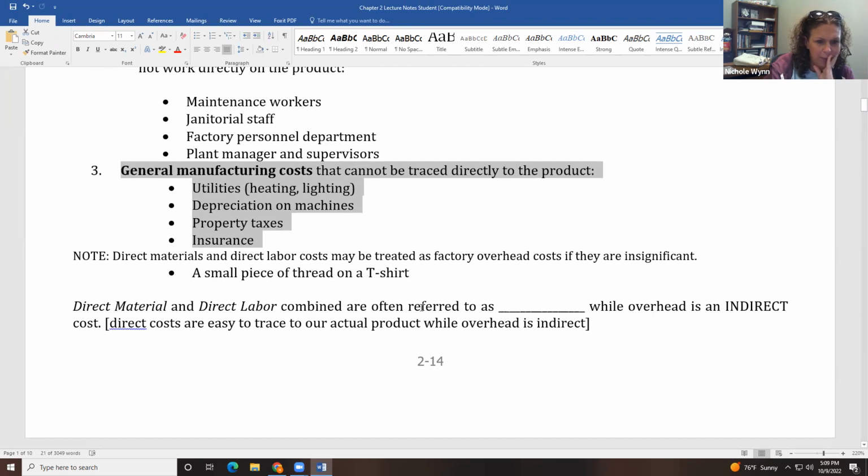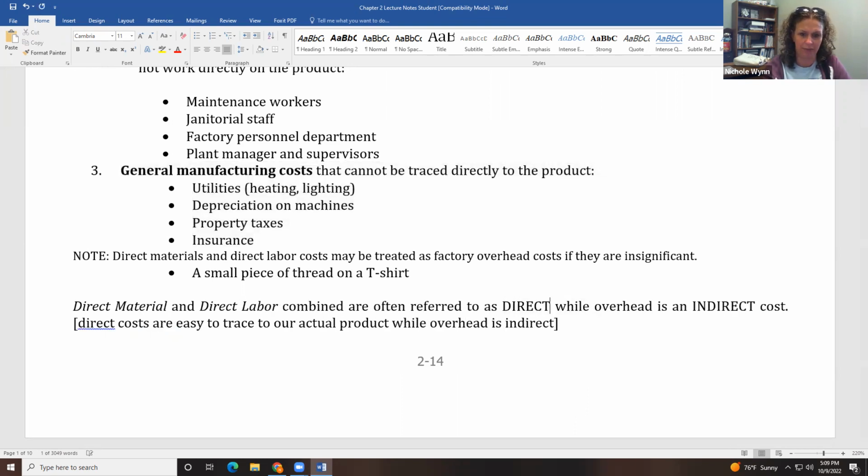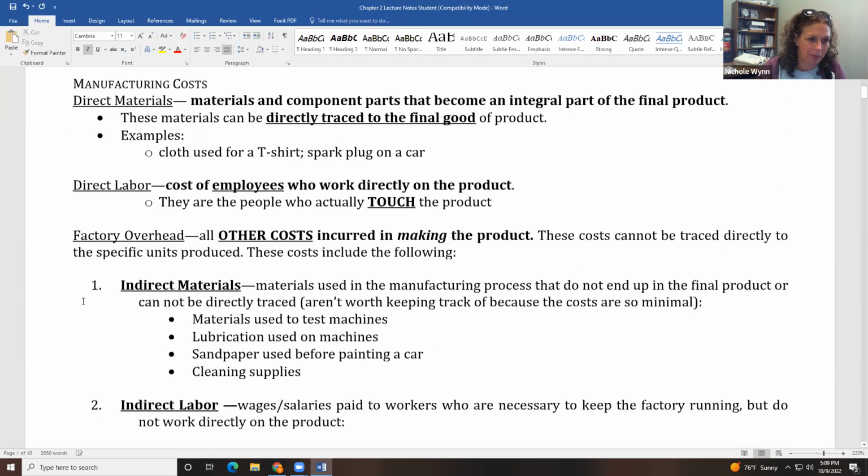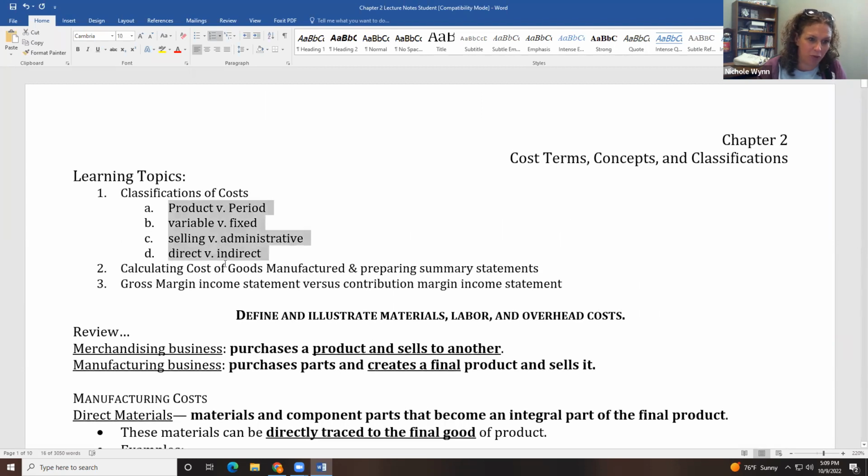So direct material and direct labor combined are often referred to as direct costs. So direct labor and direct material are called direct costs, while overhead is an indirect cost. So direct cost you can directly trace to the actual product, while overhead is indirect. So that's just a definitional type thing. One of the items up at the top that you have to classify between is direct and indirect. And so direct is direct material and direct labor. Indirect is overhead. So just one of our definitional things.